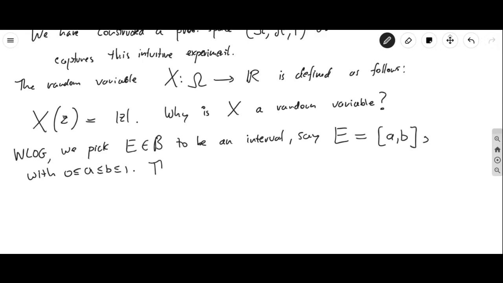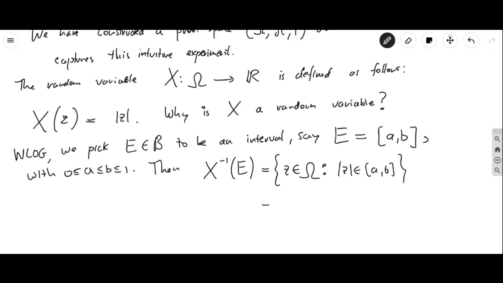So then x inverse of E will be equal to the set of points in the unit disk with the property that x applied to that complex number z, which is the absolute value of z, is inside [A, B], is inside the event, which is just another way of saying you want points in the unit disk so that their absolute value is between A and B.